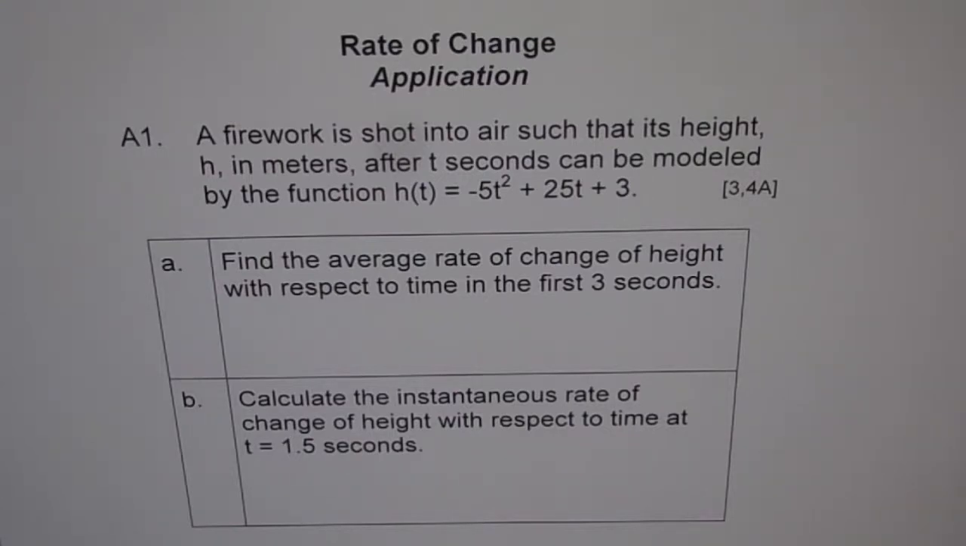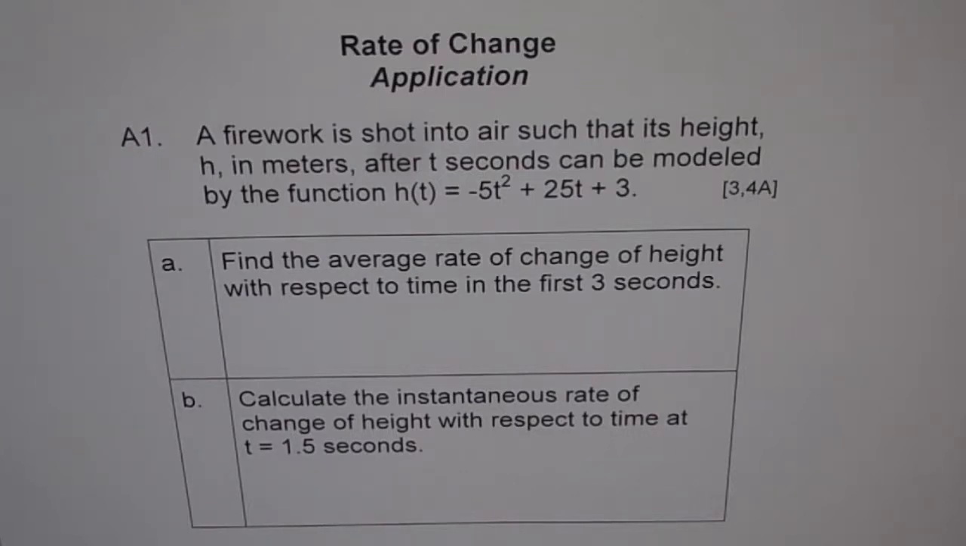A1. A firework is shot into air such that its height h in meters after t seconds can be modeled by the function h of t equals minus 5t square plus 25t plus 3. Part A. Find the average rate of change of height with respect to time in the first 3 seconds. Part B is calculate the instantaneous rate of change of height with respect to time at t equals 1.5 seconds. Okay. Now, here is how you should think about it.